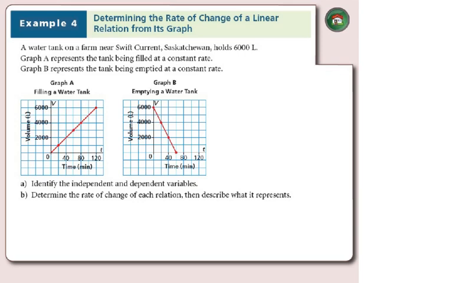Question A, I want the independent and the dependent variables. They're going to be the same in each one because the labels are the same in both. So the independent variable in any graph is what's on the horizontal or the x-axis, so that would be time. Since we're talking about the variable, that would be t as it's labeled on that axis. The dependent variable is always vertical. That's the volume, the label, the variable is v.